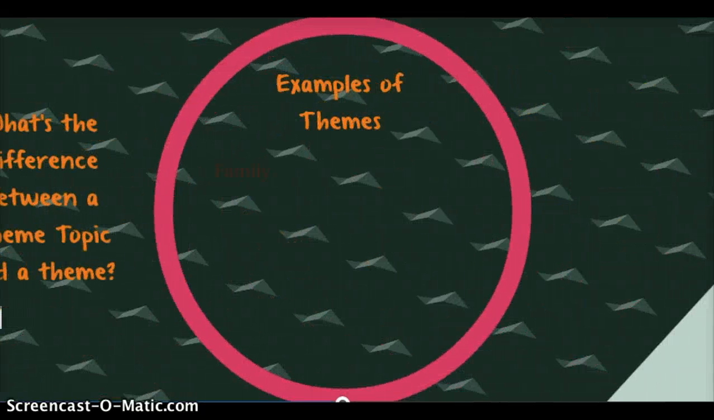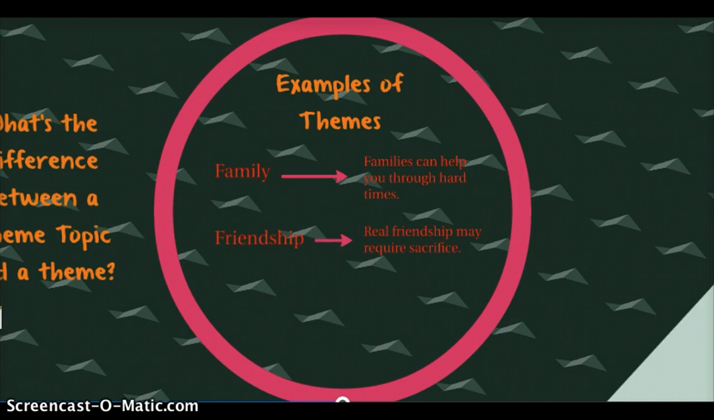Now, here are some examples of themes. Let's take the topic of family. Perhaps a story's message is that families can help you through hard times. That would be one message that a story could have, and lots of stories could have that same theme but be completely different in what happens in them. Friendship is another topic, and maybe the message or theme is that real friendship may require sacrifice. So there's an example of moving from a topic to an actual message or theme.